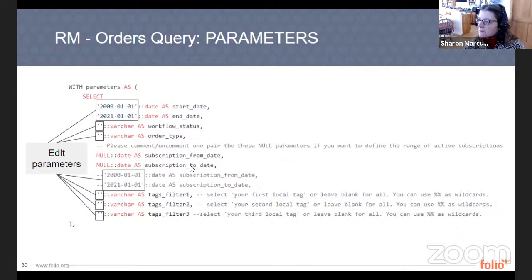Okay, now going just to the orders query itself. First, we set our parameters, and so this is setting ourselves up, as you saw in the previous queries, to filter by date or tags or subscriptions or workflow status or order type. So that's the first step.